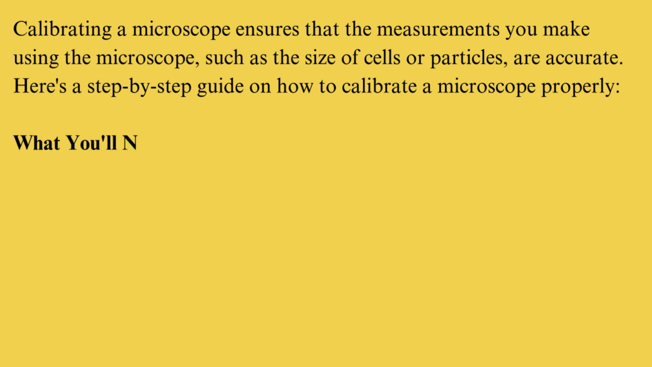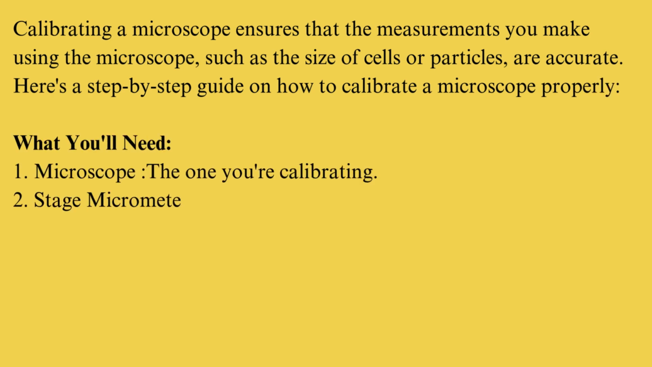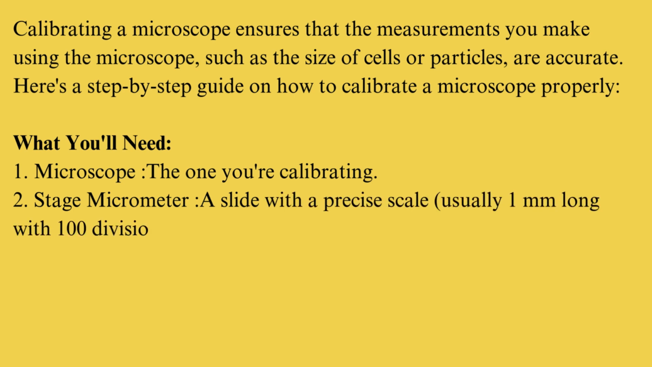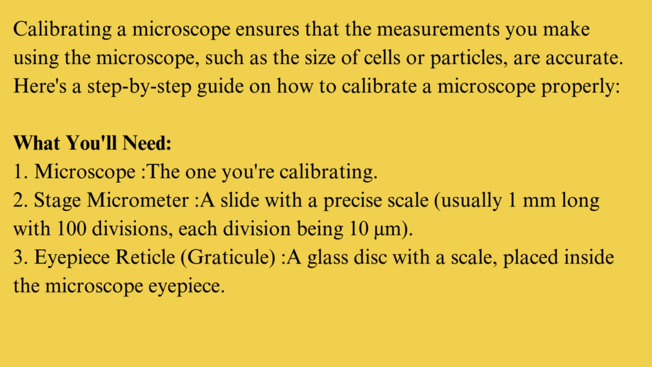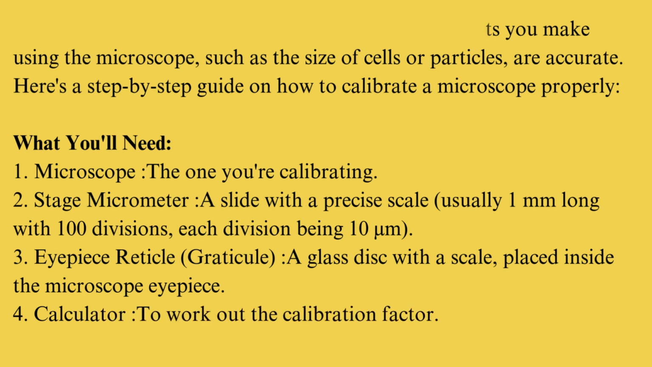What you'll need: microscope, the one you're calibrating. Stage micrometer, a slide with a precise scale, usually 1 mm long with 100 divisions, each division being 10 micrometers. Eyepiece reticle, graticule, a glass disc with a scale, placed inside the microscope eyepiece. Calculator, to work out the calibration factor.